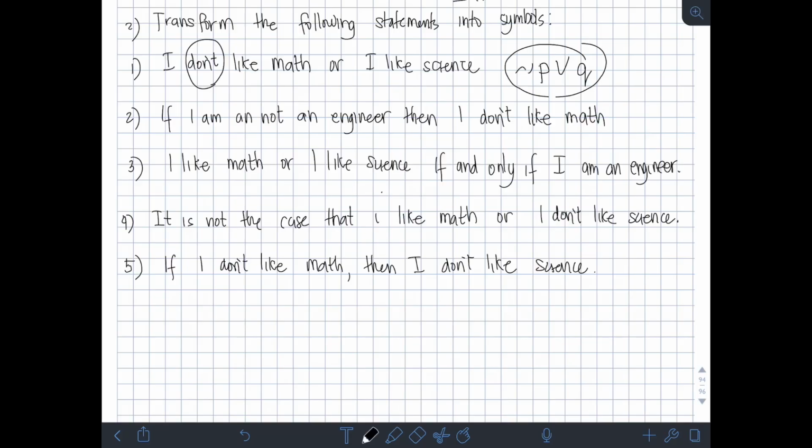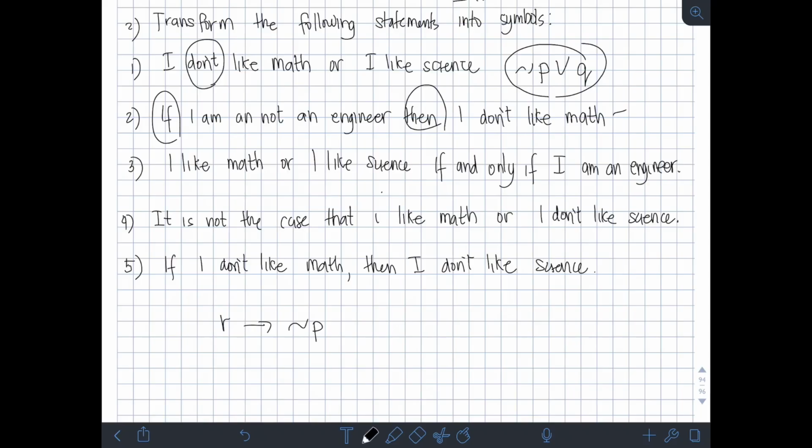Next, if I am not an engineer, then I don't like math. So, if, then, right? So, yung una nating statement is, if I am not an engineer, which is R, right? So, dito ko susulat R, then, yung arrow, I don't like math. So, ninegate natin si statement P. So, therefore, not P. Okay? R, then, not P. Okay?